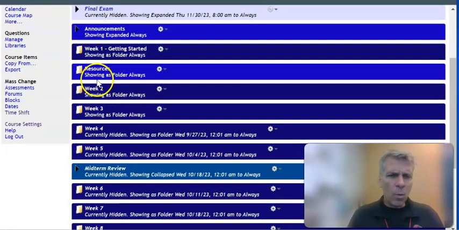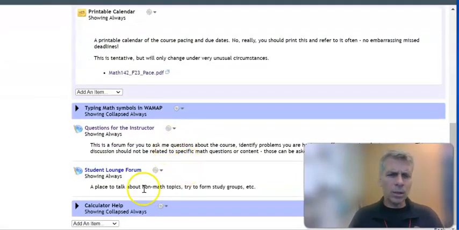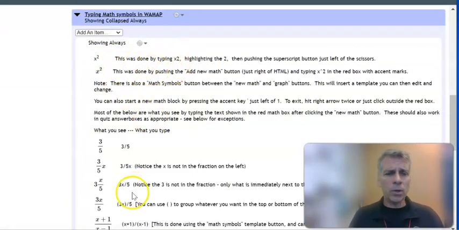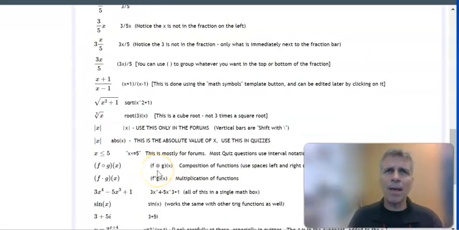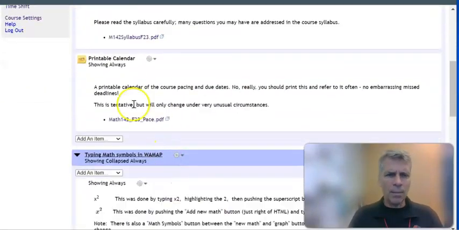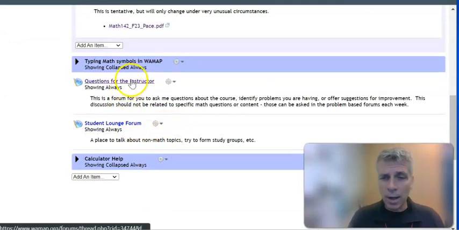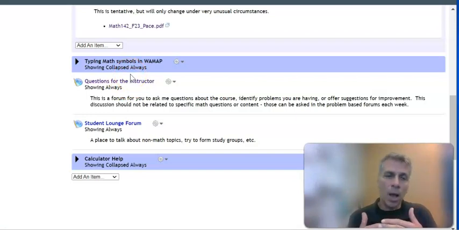A couple of things. If you go back into resources, there's a section called typing math symbols in WAMAP. This is just things you can type, ways you can make these displays happen. So this is just a nice thing to see. Also, I have a questions for the instructor forum. Post questions here. I will answer them, or you can message me. Sometimes people will message me with a really good question, and I'll end up posting my response in the questions for instructor forum, because they're good questions, and I think everyone will benefit from them.